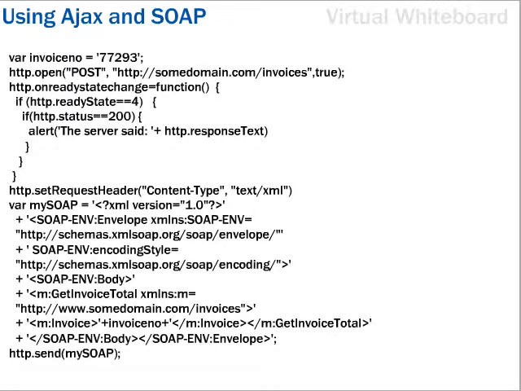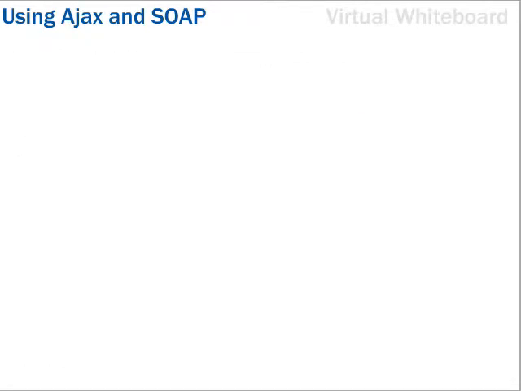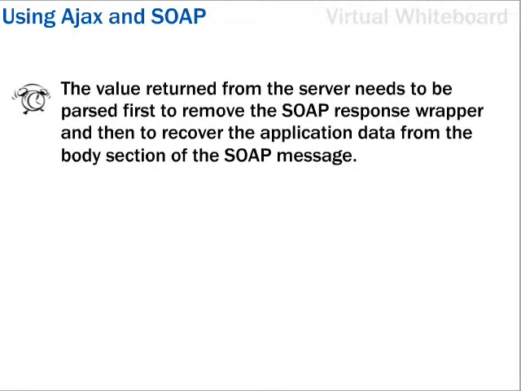How might the resulting code look? Let's look at an example using the fictitious SOAP web service of the previous example. Here we have constructed the entire SOAP envelope in a JavaScript string variable before passing it to the send function of the XML HTTP request object. The value returned from the server needs to be parsed first to remove the SOAP response wrapper and then to recover the application data from the body section of the SOAP message.